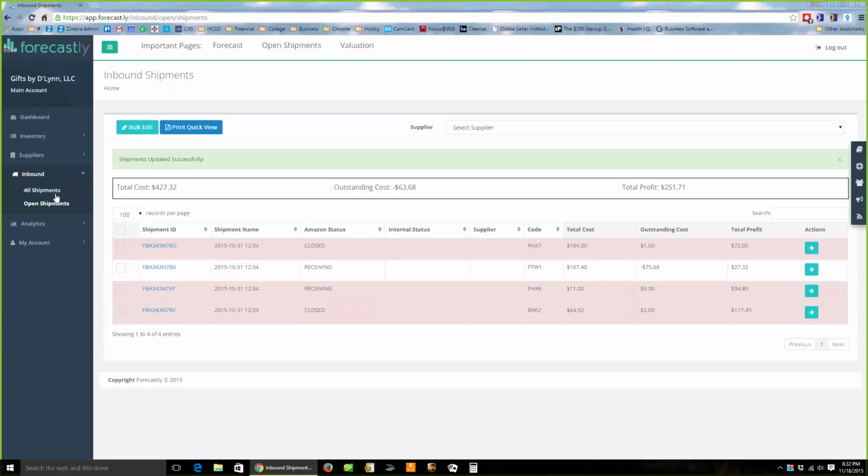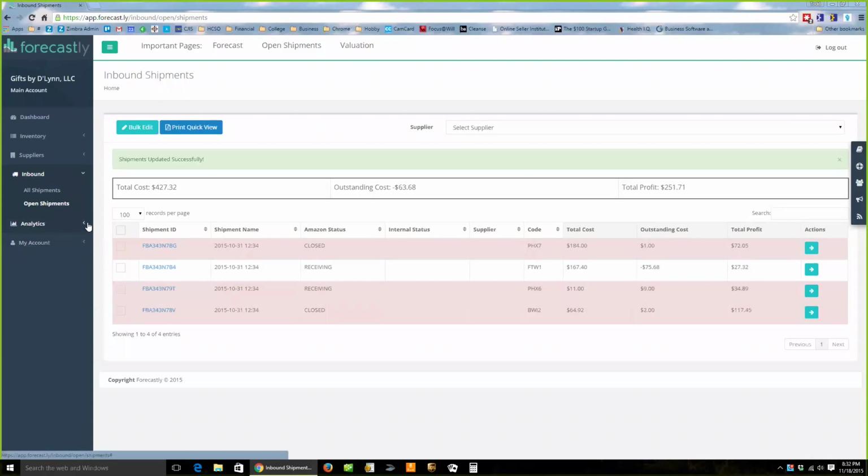You can also go see all shipments, so that's all the ones that you marked closed, as well as what's actually still in progress. And it shows the Amazon status, and as you can see, like here, Amazon's marked this closed, but there's $2 of outstanding cost. So they may think it's closed, but it's not closed from my standpoint because they need to either find those items or reimburse me for them. So that's where you can use this to track.